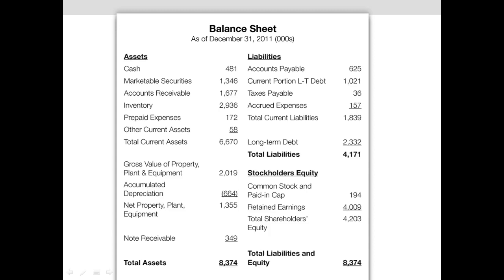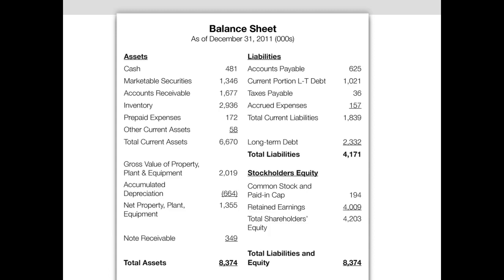These current assets include cash, marketable securities, accounts receivable, inventory, prepaid expenses, and other current assets. Current liabilities include accounts payable, current portion of long term debt, tax payable, and accrued expenses. The current portion of long term debt is the portion we have to settle in the short term, within 1 year, so it is included in current liabilities. This is the main thing.